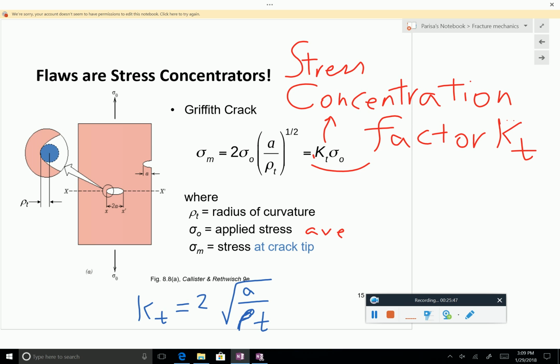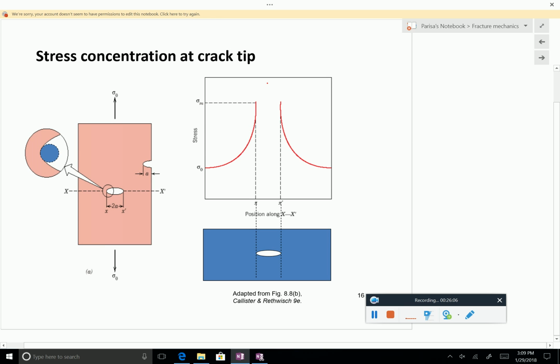And let's look at this question a little more carefully. Does it make sense? Doesn't it make sense? So this is saying that the stress here is not equal to sigma 0. It is larger. If I show you the next slide where we plot it, you see that when you compare the average to the stress at the tip, it's much larger.